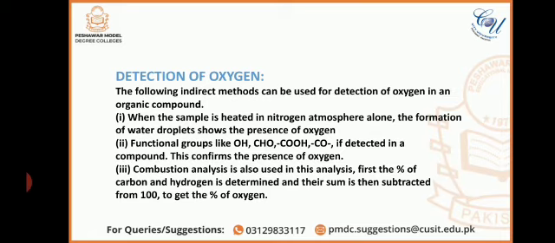Number two, if functional groups like hydroxyl, aldehyde, carboxylic acid, or ketone are detected in a compound, this confirms the presence of oxygen. Number three, combustion analysis is also used in this analysis. First, the percentage of carbon and hydrogen is determined, and their sum is then subtracted from 100 to get the percentage of oxygen.